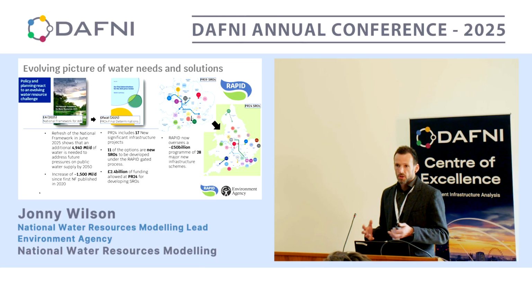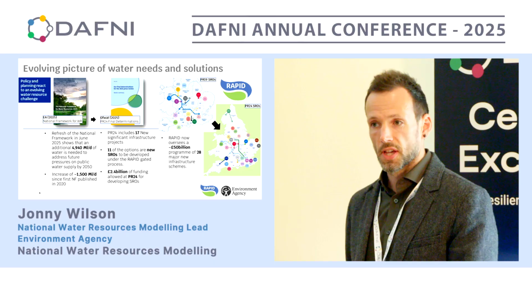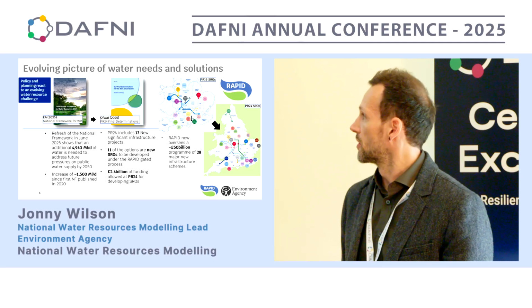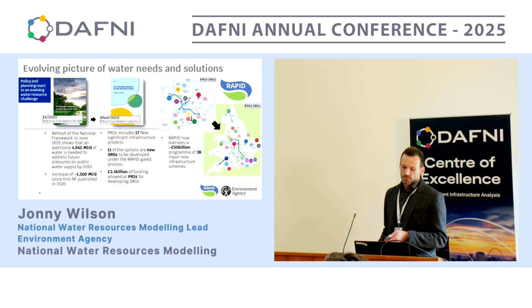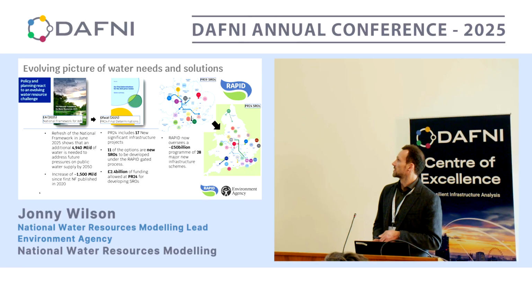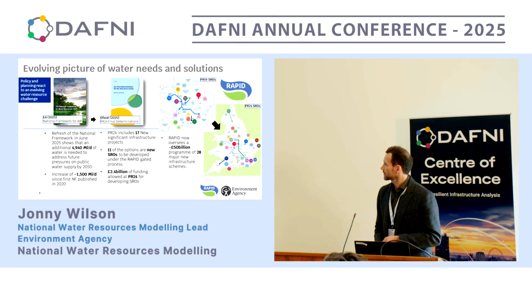And in reaction to that, again, in the latest round of the price review, so PR24, more funding's been put forward to help develop more solutions. There's now £2.4 billion worth of funding for the development of SROs in PR24, and there's 17 new strategic infrastructure projects that are being considered as part of PR24, 11 of which are new SROs that are being looked at under the RAPID gated process.